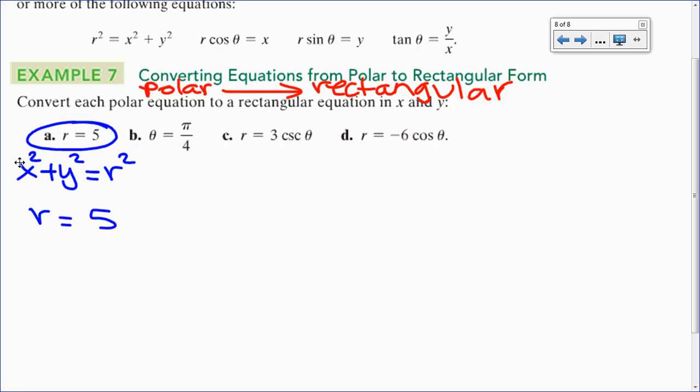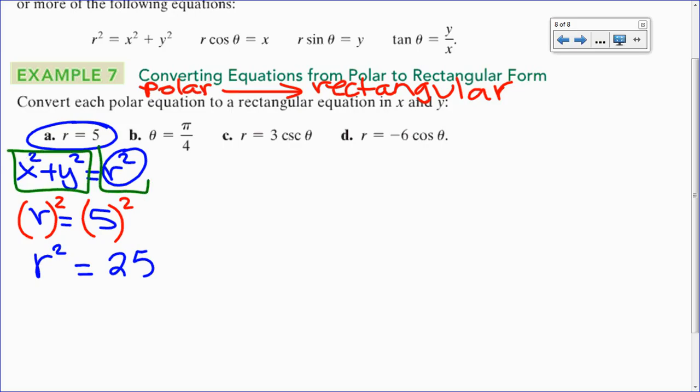I want you guys to do the same steps I'm going to do. First, I want to square both sides. Why would you do that? Because I want to get to this. So then I get r squared is equal to 25. Now, I want you guys to replace, since the left side is equal to the right side, the r squared with x squared plus y squared. And so that will be x squared plus y squared is equal to 25.